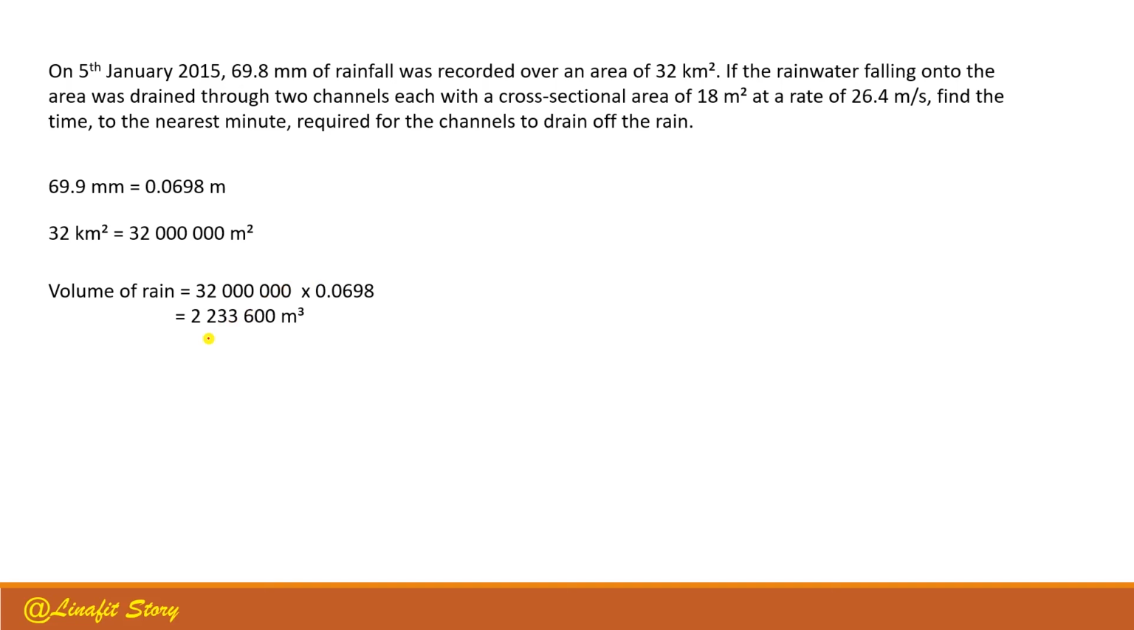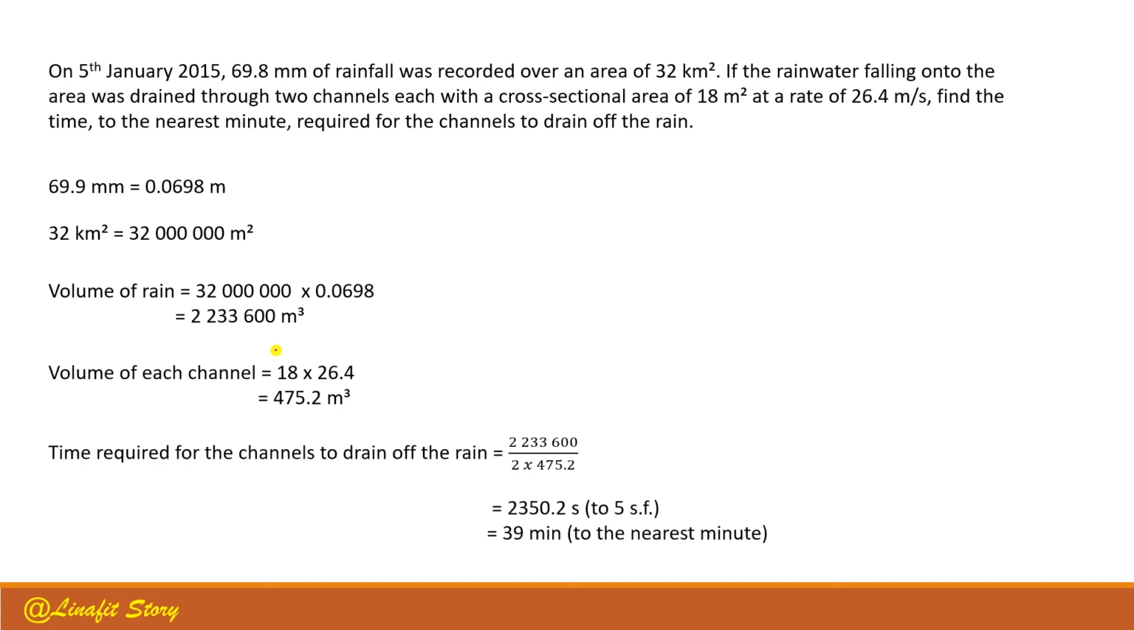2,233,600 cubic meters. And then the volume of each channel is 18 times 26.4 is equal to 475.2 cubic meters. So the question is asking, find the time. Then the time required for the channels to drain off the rain is 2,233,600 divided by 2 times 475.2 is equal to 2,350.2 seconds. This is 5 significant figures.